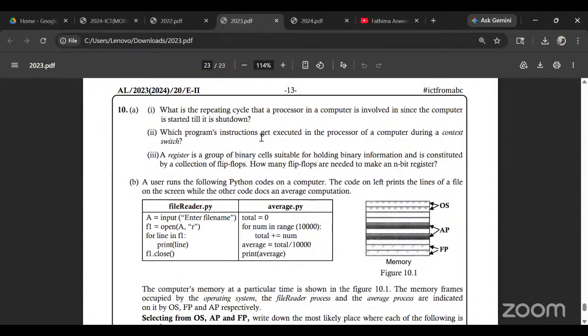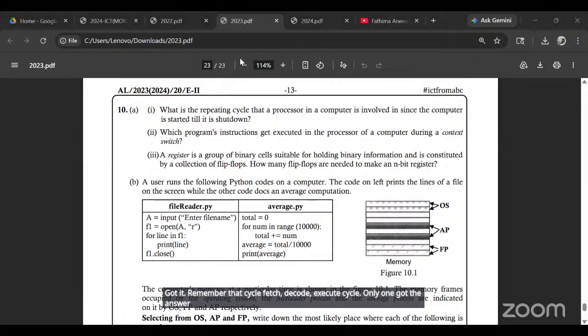The fetch, decode, execute cycle, or the fetch, execute cycle. Got it? Remember that cycle: the fetch, decode, execute cycle. Only one got the answer. Others, you could say it as a fetch, execute cycle also. Both ways are okay.